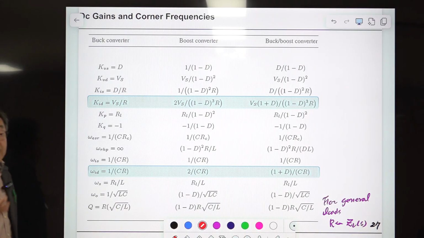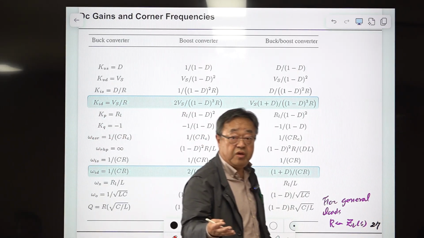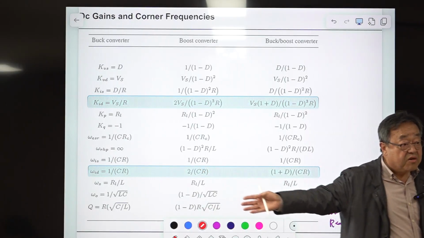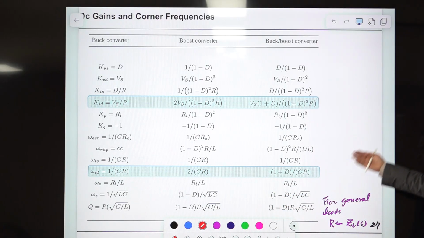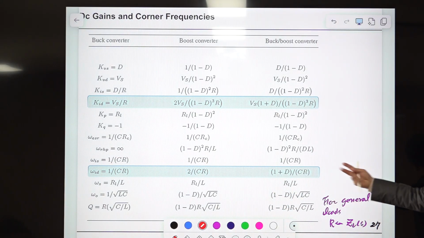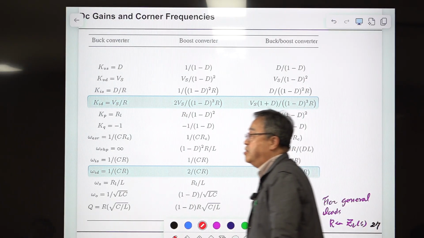Deriving the power stage transfer function is very easy. You don't have to repeat this. You have a table, so look up this table whenever necessary. Don't try to memorize this. Deriving this is nothing. So we have a table here.